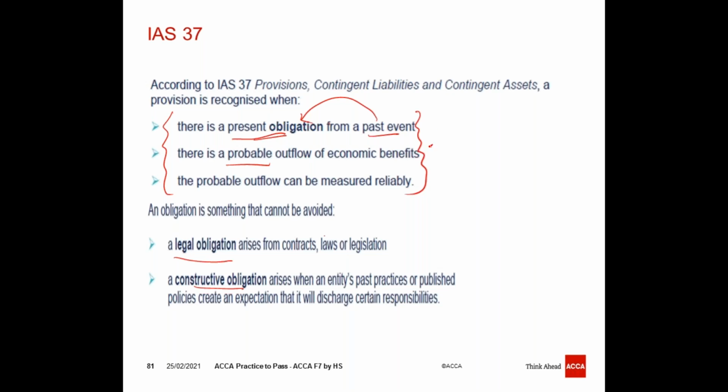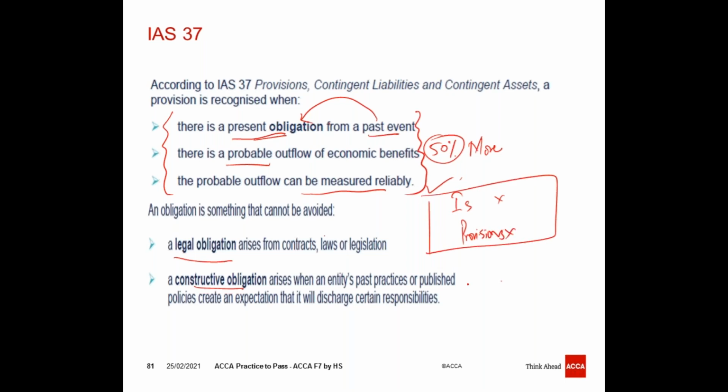The chances of the payment should be probable. Probable means more than 50% chances. So 50% is not exactly probable; probable starts from 51%. And the amount can be measured reliably. So there must be a reliable measurement for the amount. If all these points are met, then it should be recognized by debiting the income statement and crediting the provisions. Income statement debit and provision credit.